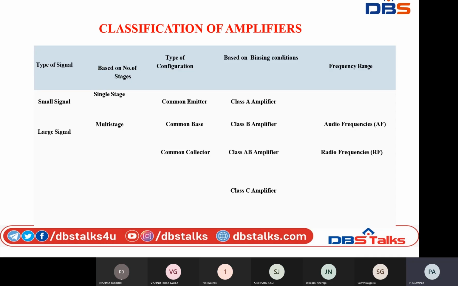The next one is the classification of amplifiers. Amplifiers are classified into different types depending upon many considerations. One is based on the number of stages, and also based on the output and input signals, frequency range, and also biasing conditions. And also based on the coupling method. So let's see one by one.